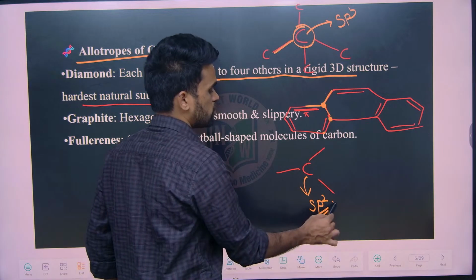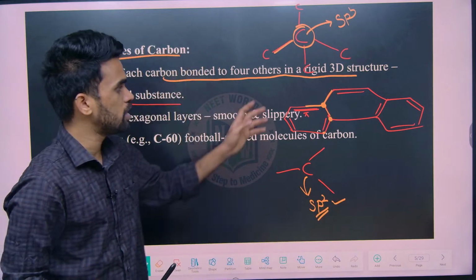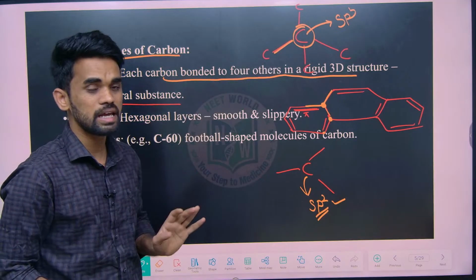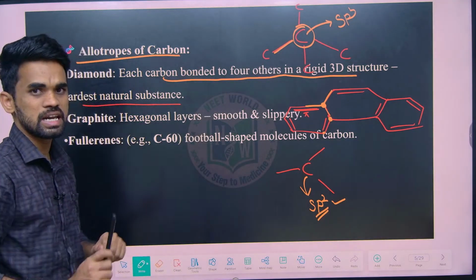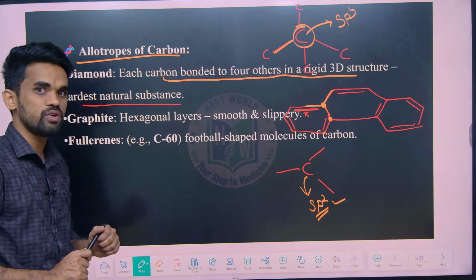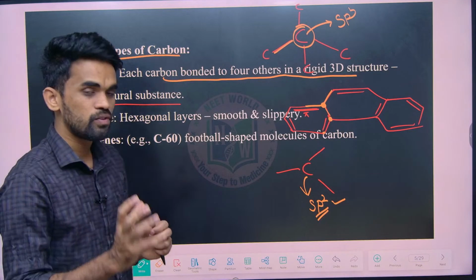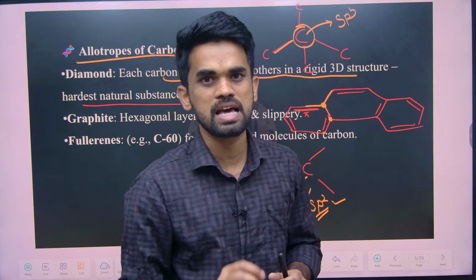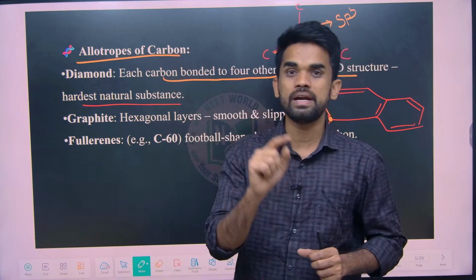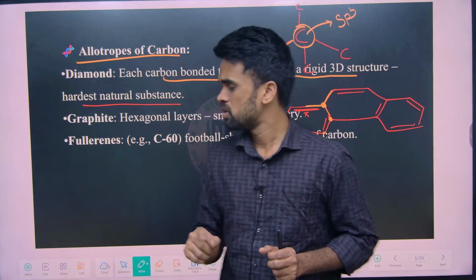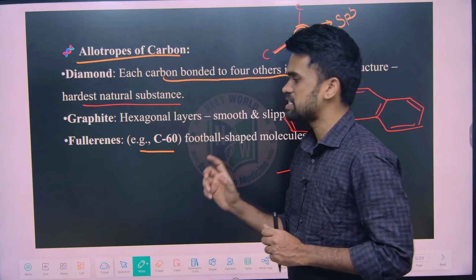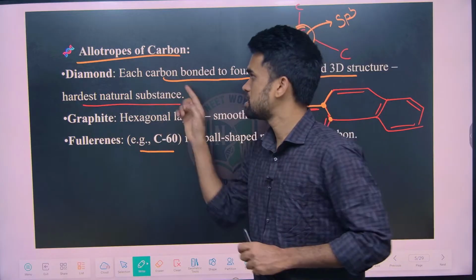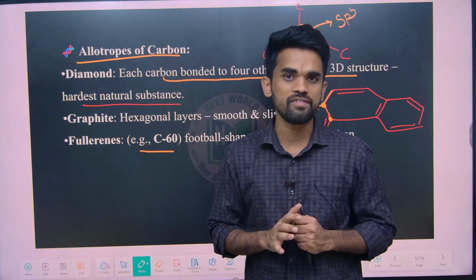What is the hybridization of carbon here? sp2 in graphite. In diamond it is sp3. Hope it is clear. About fullerenes we will discuss later. In your class 10th there is something called fullerene buckyballs. The Buckminster fullerene structure you might have seen in the class 10th chapter on carbon and its compounds. Those are nothing but C60 fullerenes, which is also an allotrope of carbon. These are the three allotropes. I hope you are aware of this, right?